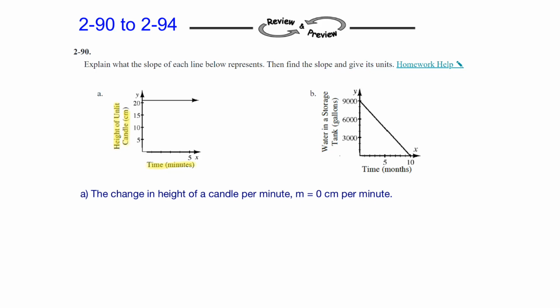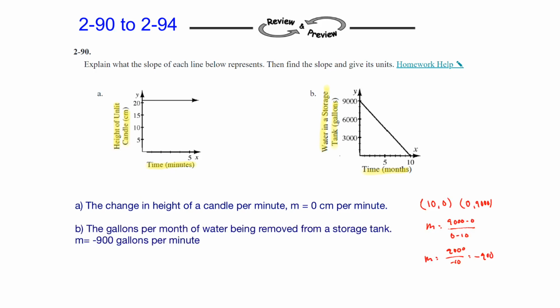On B, we have water in a storage tank, gallons, over the time in months. So what would the slope of this one represent? It represents the gallons per month of water being removed from a storage tank. And so then I went ahead and calculated using the x-intercept at (10, 0) and the y-intercept at (0, 9,000), and calculated the slope. And I got 9,000 divided by negative 10, which is negative 900.